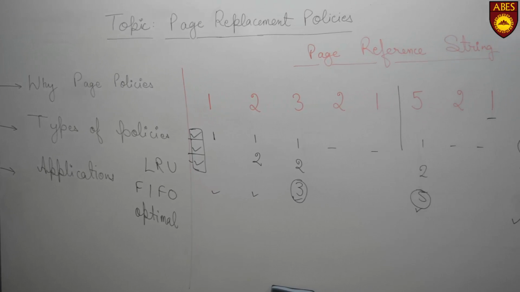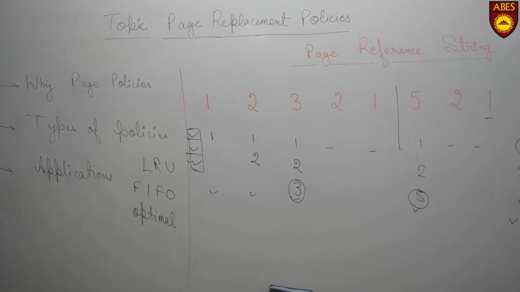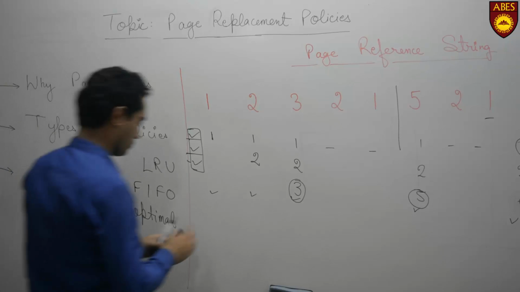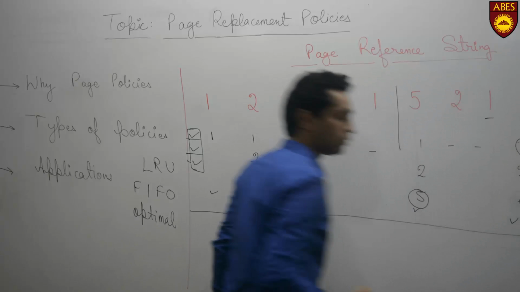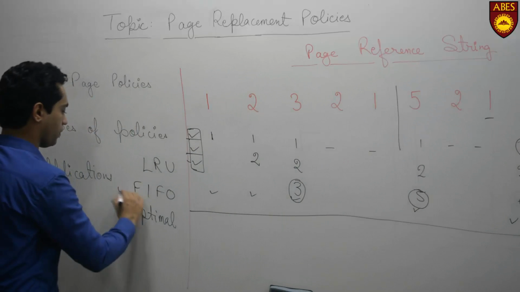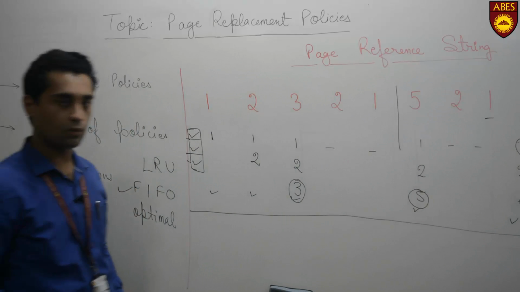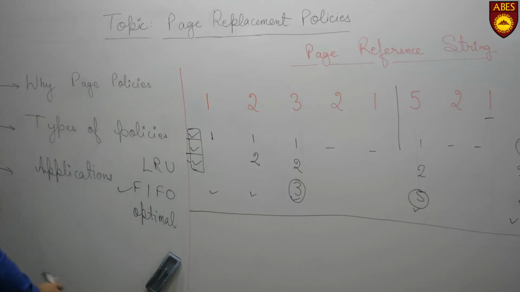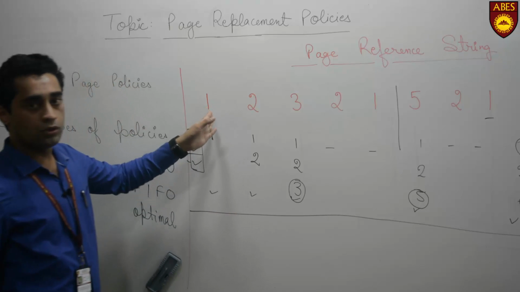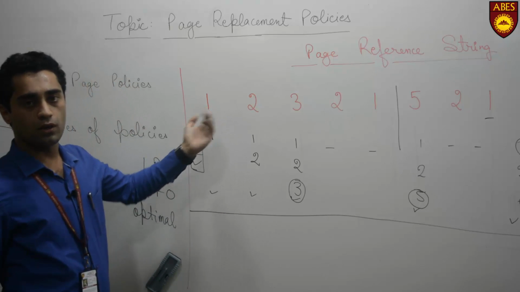Now we will take another example here. I am making a margin. The second approach is our first in first out. This is the simplest approach which we are using here. This approach is to take the pages in as per their occurrences.